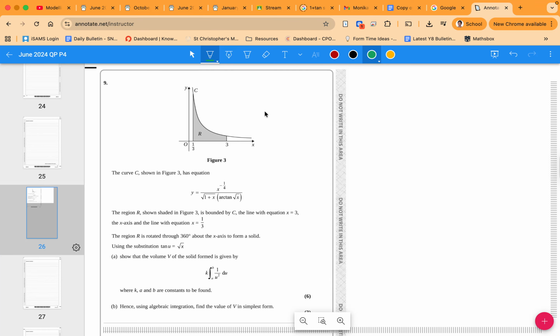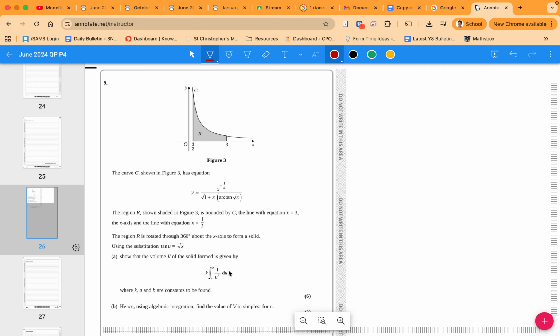So let's look at this June 24 question number 9, and it is a little bit complicated. You have an equation in y, and you're supposed to find the volume if it's rotated 360 degrees, and you've been asked to do a substitution in order to get to whatever they want us to get. It says show that the volume of the solid is this. So it's a show that question.